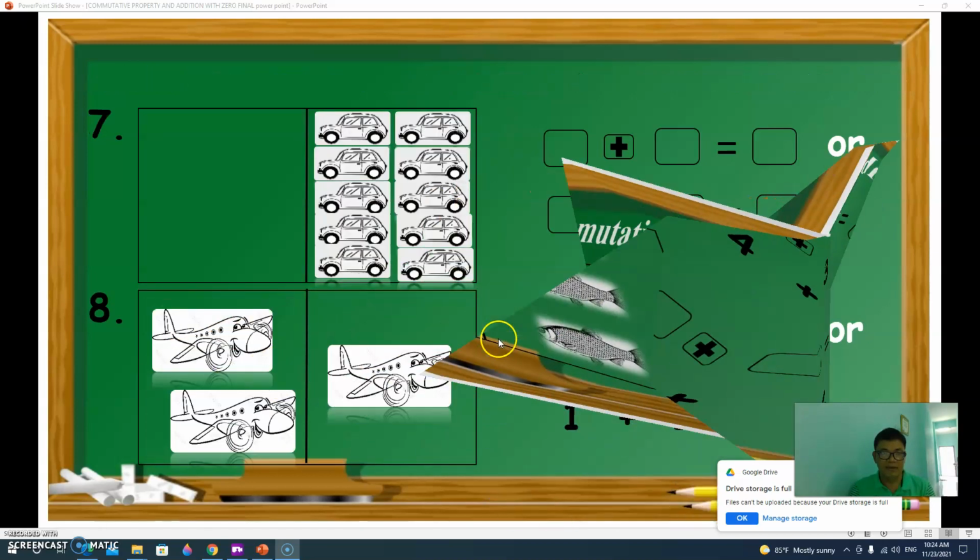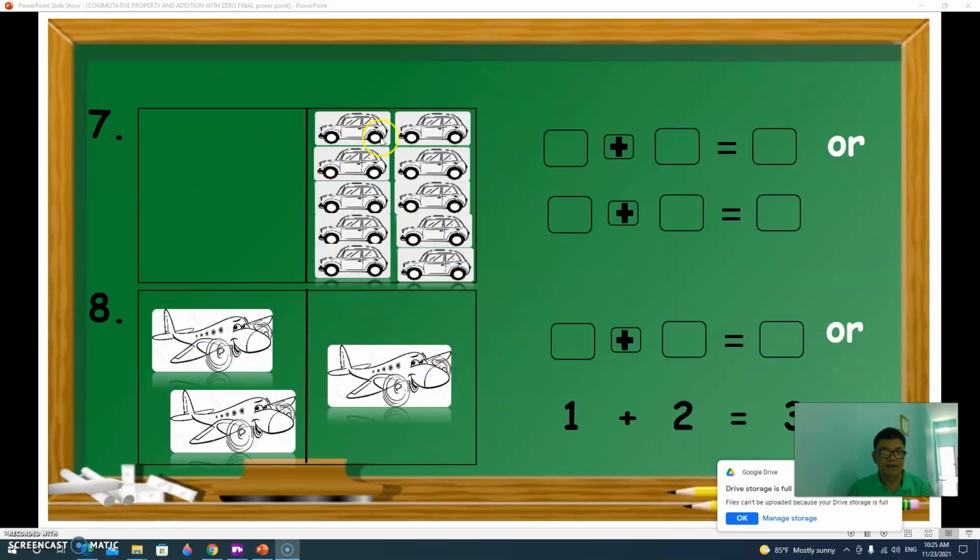For number 7, how many cars are there? 10. You can write 0 plus 10 equals 10, or you can write 10 plus 0 equals 10. Next, how many airplanes are there? 2 plus 1 equals 3, or 1 plus 2 equals 3.